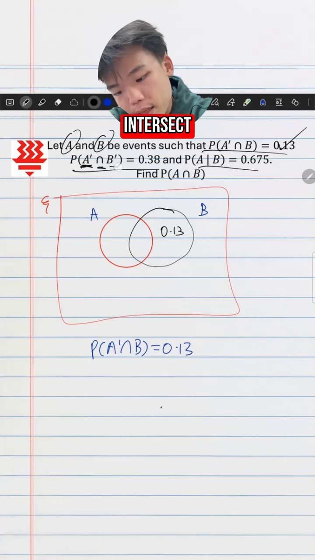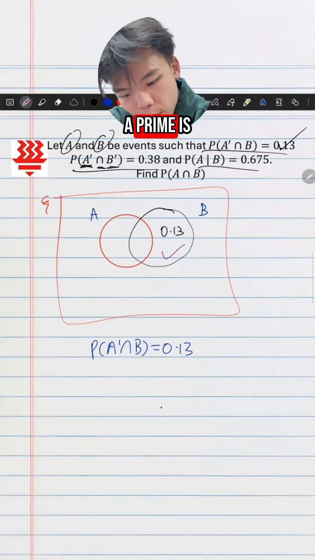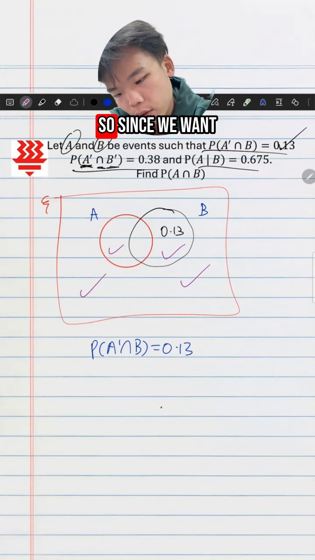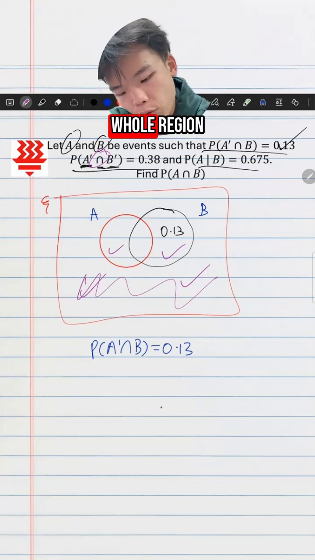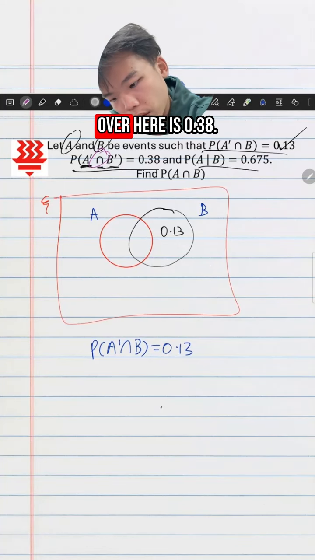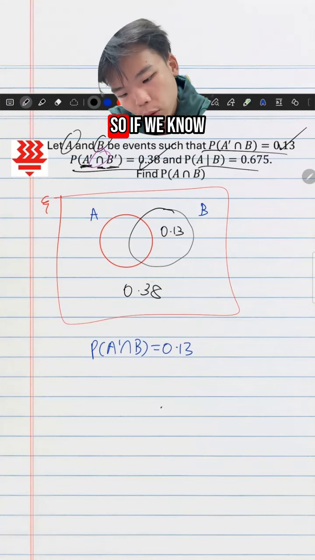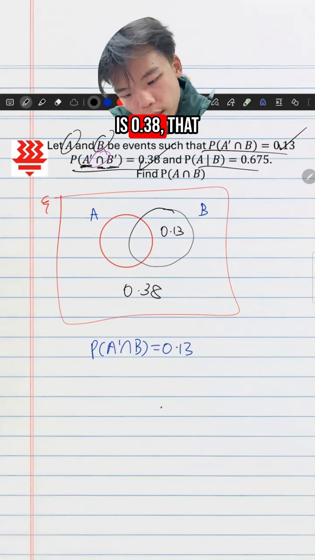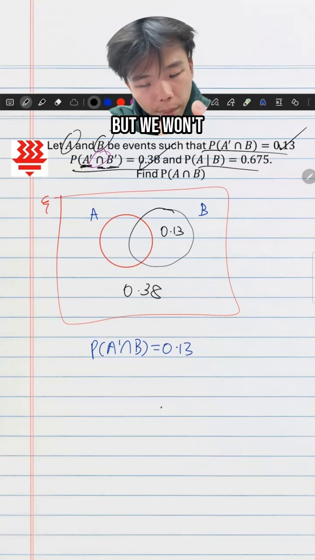Next, A prime intersect B prime. So where exactly is A prime? A prime is here, B prime is here. Since we want the intersection, that means we take this whole region outside, and that means this whole value over here is 0.38. If we know that this whole thing over here is 0.38, that means we can then find what's A union B, but we won't find that yet.